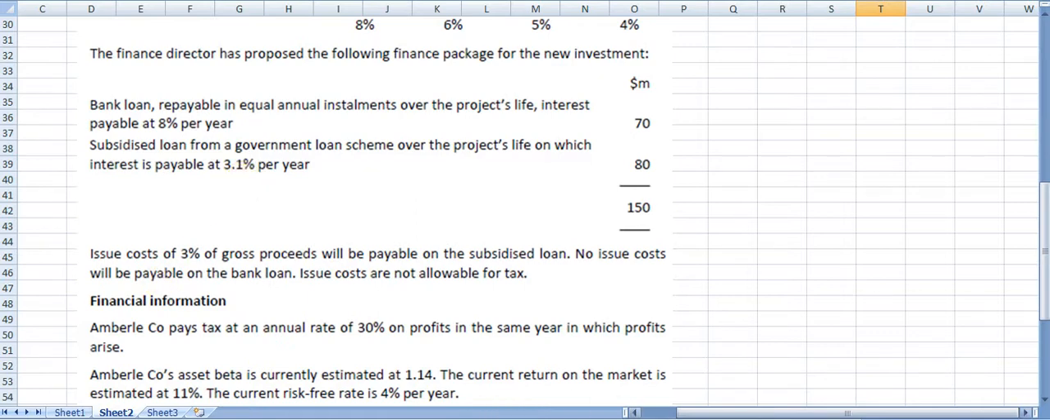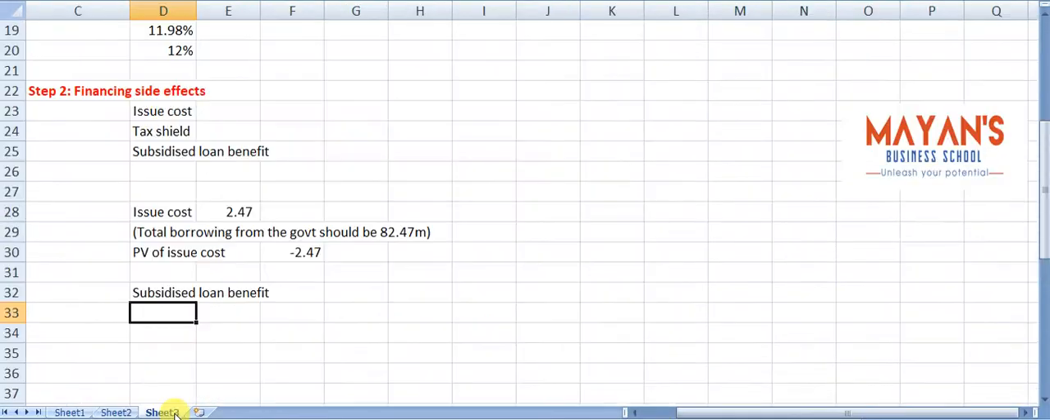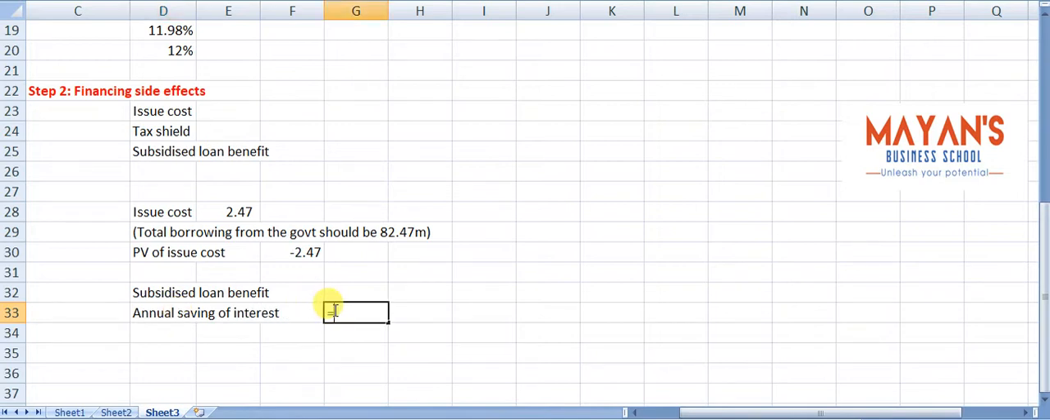So I'm going to say, look at this. For your understanding, I will do step by step. Annual saving of interest will be, government borrowing you are getting 82.47 million. This is the total amount of loan, right? Usually you pay 8%, but now you are actually paying only 3.1%. This difference I am going to give a name, annual saving of interest. Your interest cost goes down. Isn't it saving? It is.